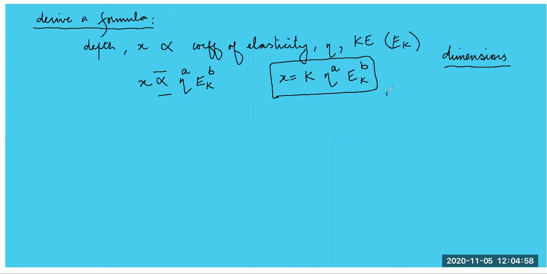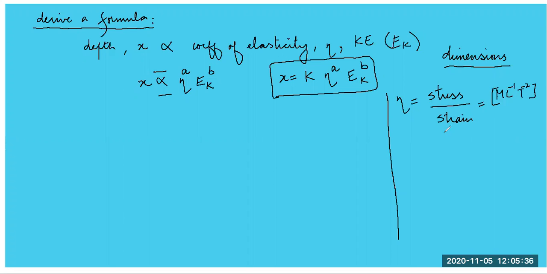Fine. So on the right hand side, students, we should know the dimensions of kinetic energy and coefficient of elasticity. So students, do you know what coefficient of elasticity is equal to? Anybody knows? Coefficient of elasticity is basically stress divided by strain. So the unit of stress is the same as pressure. Pressure is force by area, so it will be ML^-1 T^-2. We have just derived that. And strain doesn't have any units.